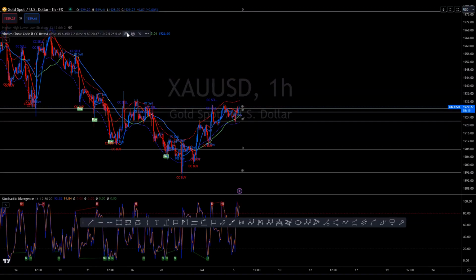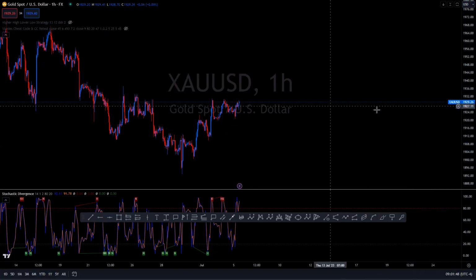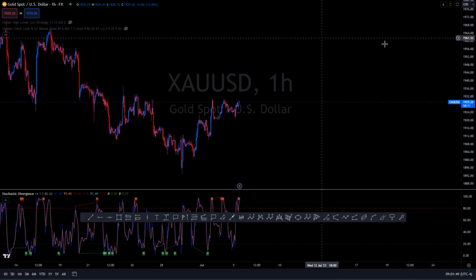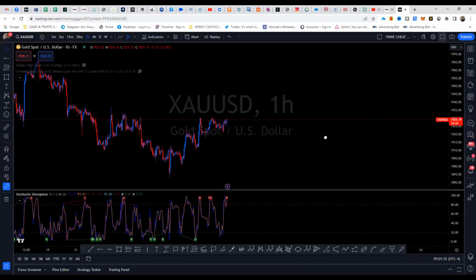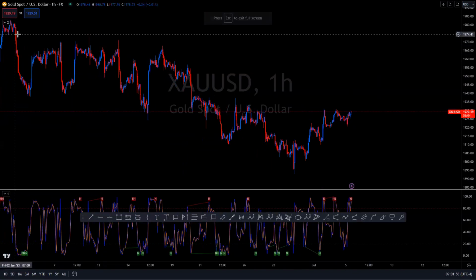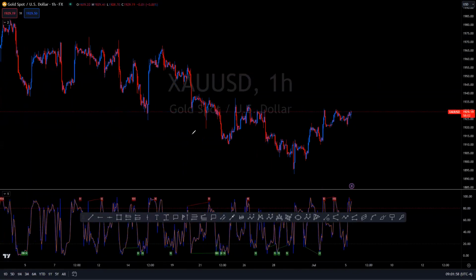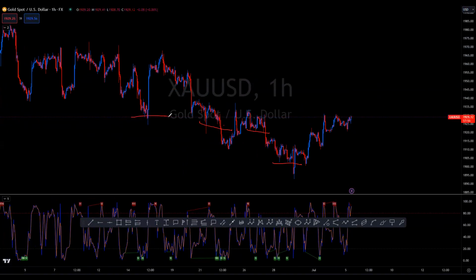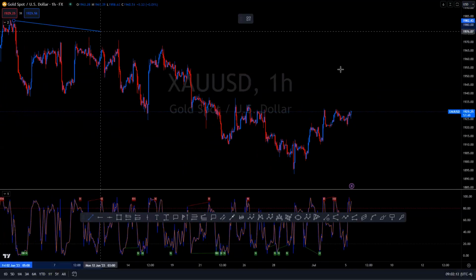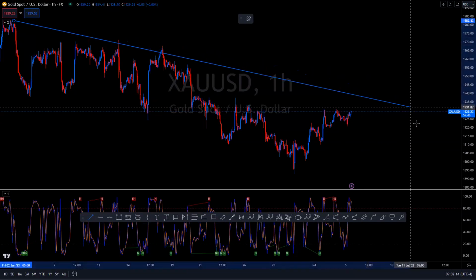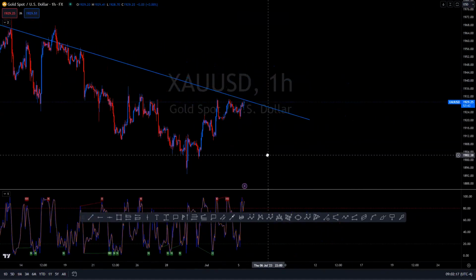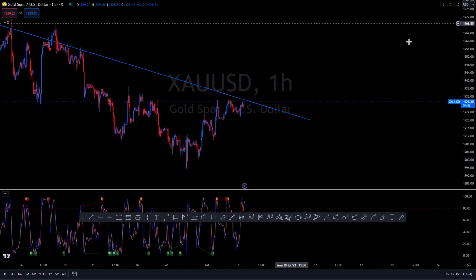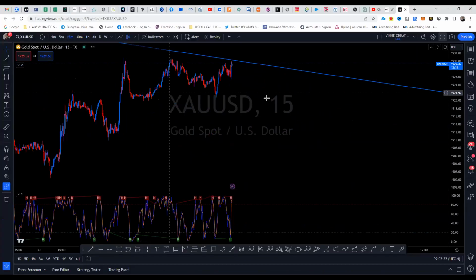With that being said, let's go ahead and figure out what is the overall trend at this point. It looks like price is overall bearish. Multiple swing lows are being broken. So we're going to take a trend line and draw this. Now we're going to move on to a 15-minute time frame.